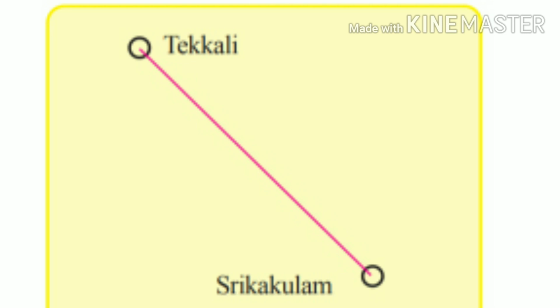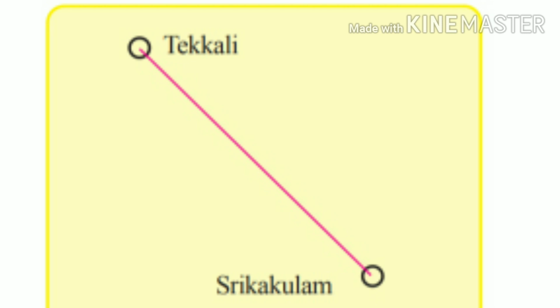Measure the line joining the two places and find the distance on the map. The actual distance between Srikakulam and Tekkali is 50 kilometers. Based on the distance between Srikakulam and Tekkali on the map, you find the scale: 1 centimeter equals 10 kilometers. So 5 centimeters is equal to 50 kilometers. Like that we are taking distance on the map. Why is the actual distance on the ground reduced on the map? It is impossible to draw a map showing actual distances. So we use scale for showing the actual distances on the ground in a reduced manner on the map.